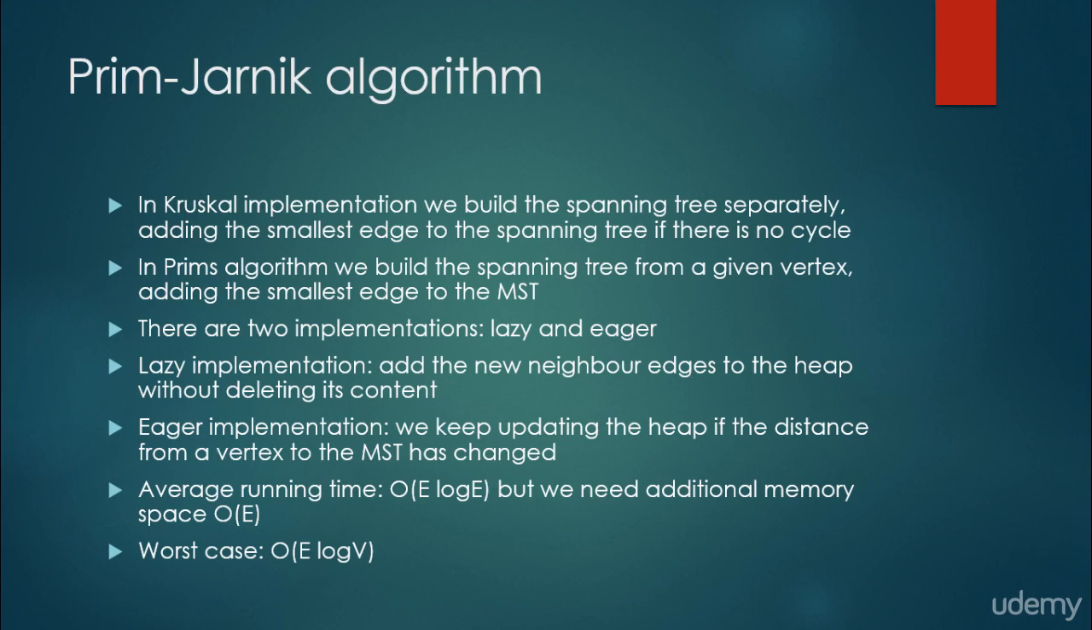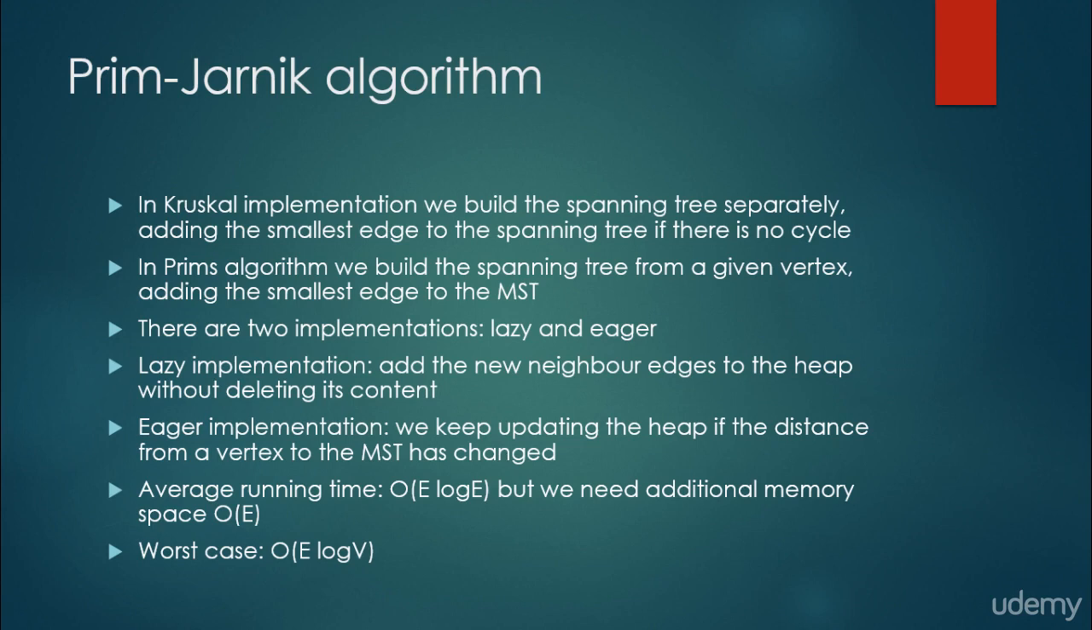Lazy implementation: add the new neighbor edges to the heap without deleting its content. It's very important that we don't have to update the content of the heap, and that's why it is a lazy implementation, and it works very fine in practice. In the eager implementation, we keep updating the heap if the distance from a vertex to the MST has changed. We are going to talk about it later during implementation. It will be clear, I'm sure.